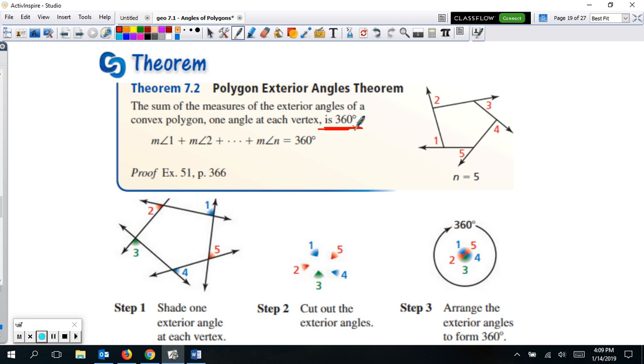So no matter how many sides you have, whether you have 3 sides all the way to 100 sides or whatever it is, it's still going to be 360. And here's the explanation of why it will always be 360.